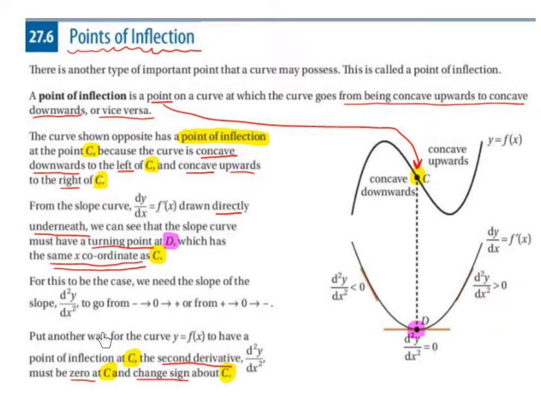Put another way, for the curve y equals f of x to have a point of inflection at C, the second derivative, d squared y/dx squared, must be 0 at C and change sign about C. So change sign either side of C. So either going from negative to 0 to positive, or positive to 0 to negative.